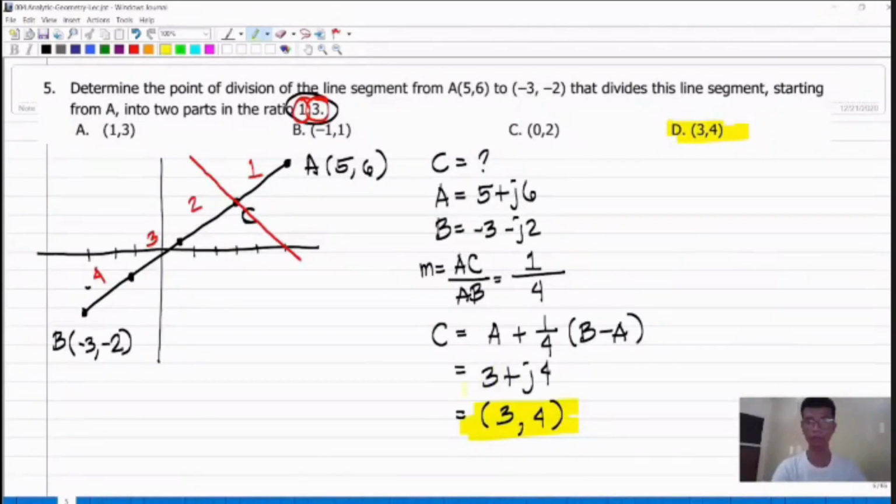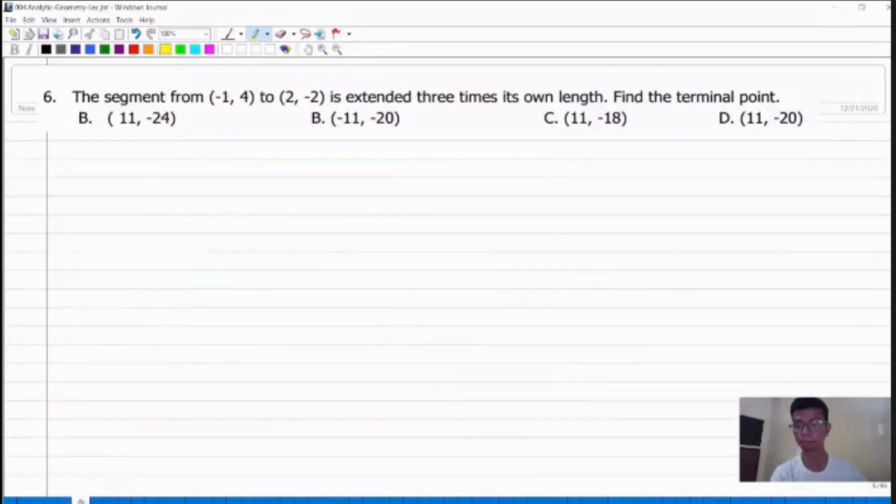Number 6. The segment from negative 1, 4 to 2, negative 2 is extended 3 times its own length. Find the terminal point. So, pinapahanap sa atin is the terminal point and that is the point B.